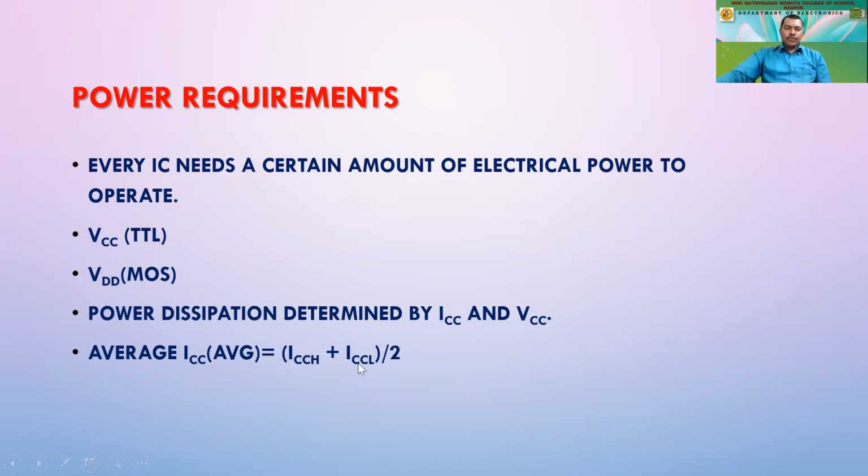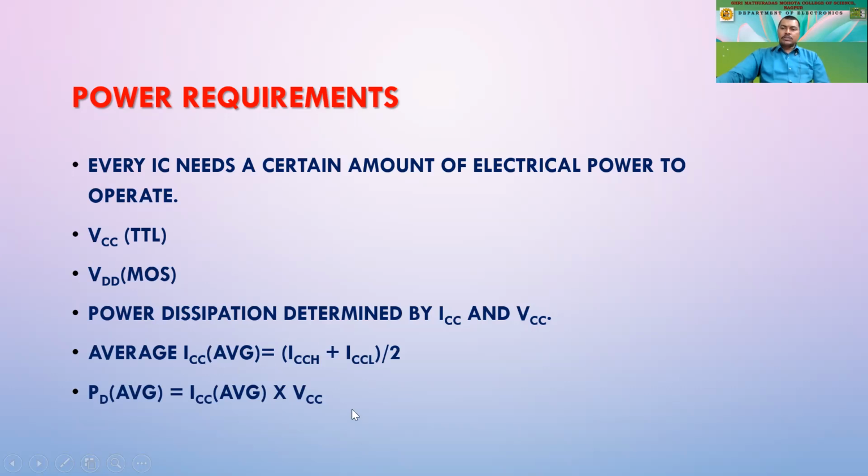So similar is the case. We are having two currents, ICCH and ICCL. We are taking the addition of both and dividing it by 2, and then we are able to get the average ICC. Right? Accordingly, we are going to calculate the power which is dissipated in an IC. So the average power which is being dissipated in an IC is equal to ICC average into VCC.